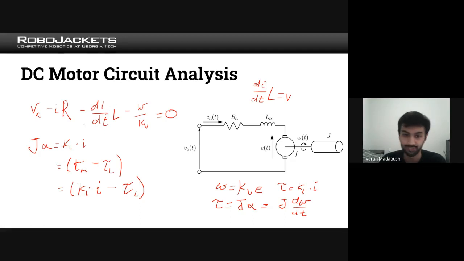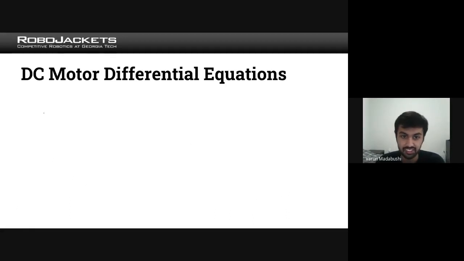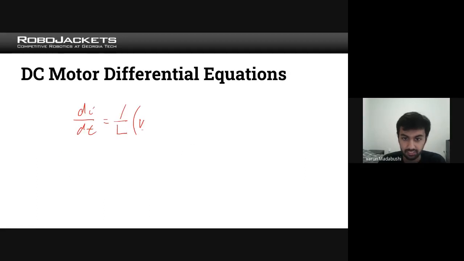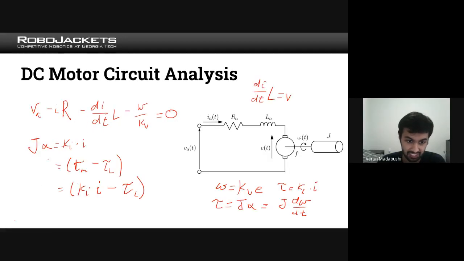So now the important part is these are two differential equations. Let's put them in a good form by solving for the actual differential. And then you get dI/dt equals 1 over L times all of this other stuff here: VA minus R times I minus omega over Kv.